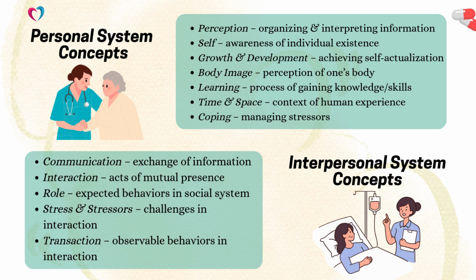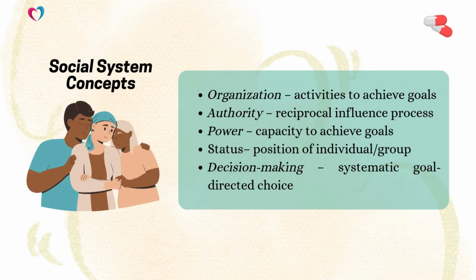The interpersonal system is about relationships between people. It covers communication, interaction, roles, stress, and transactions. This system explains how the nurse and patient work together through effective connection. Lastly is the social system. The social system is the larger environment where care happens. It involves organization, authority, power, status, and decision-making. This guides how healthcare is structured and how goals are achieved.